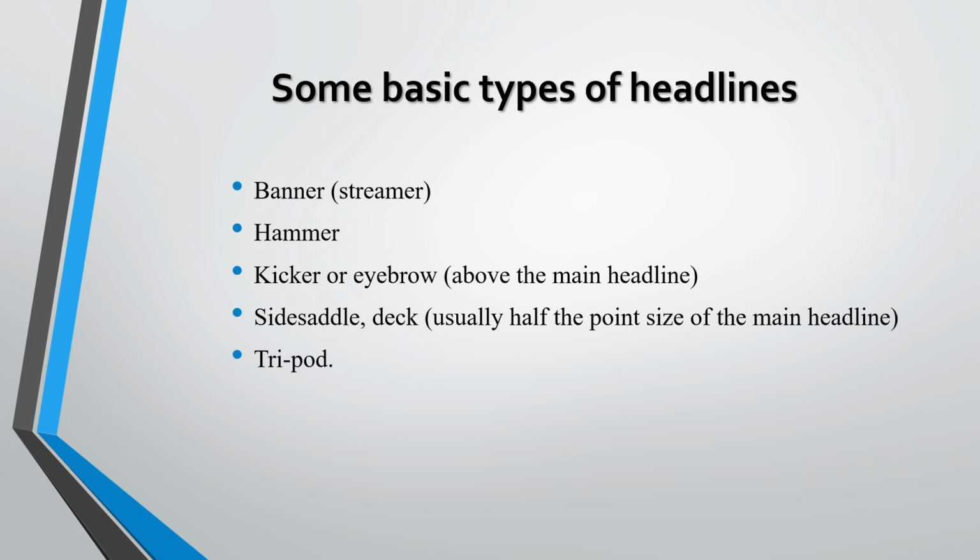Another one is a kicker, or called an eyebrow, which is a small line of type above a larger leg of type. There's a side saddle or deck, which is usually half the point size of the main headline, again offering a little bit more information. And the last one is a tripod, which has a large leg of type with two lines of type opposite it, vertically centered, about half its size.